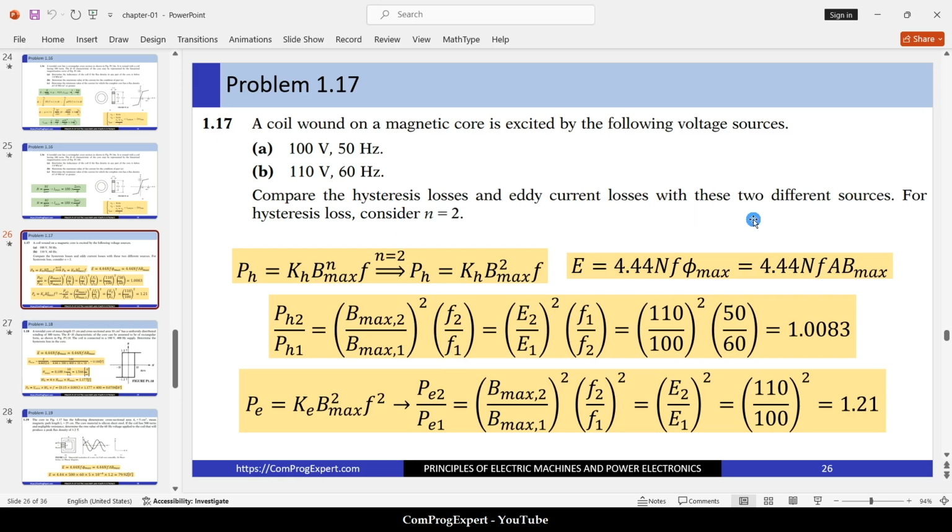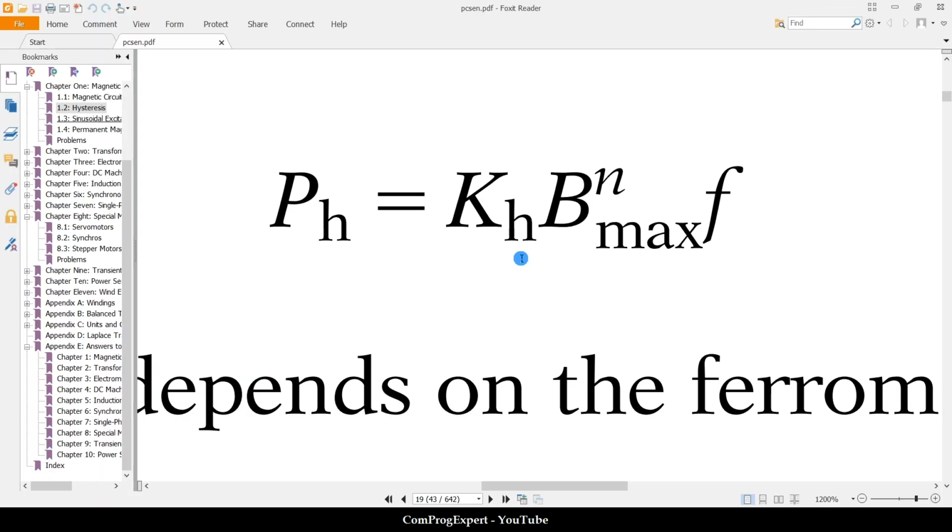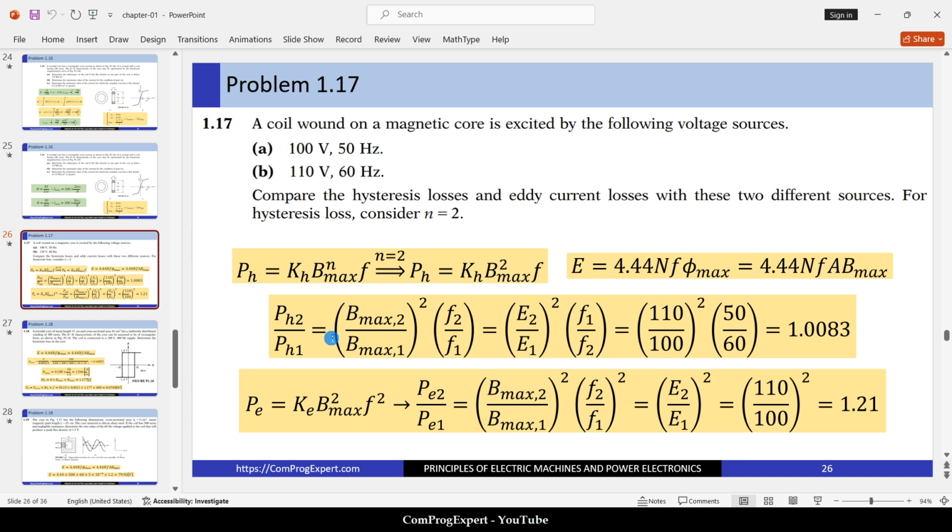And in this equation, n is given equal to 2. So if we consider n equal to 2, we can compare the ratio of the hysteresis loss for the second experiment and the first one using this fraction. So here we have pH2 divided by pH1 is equal to this one.